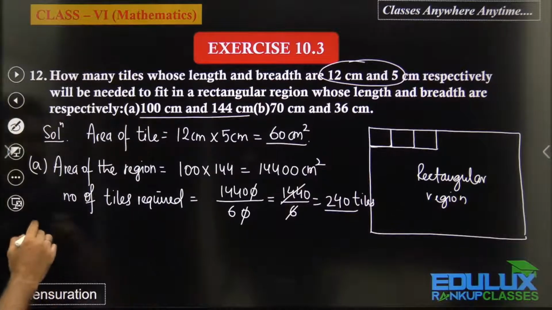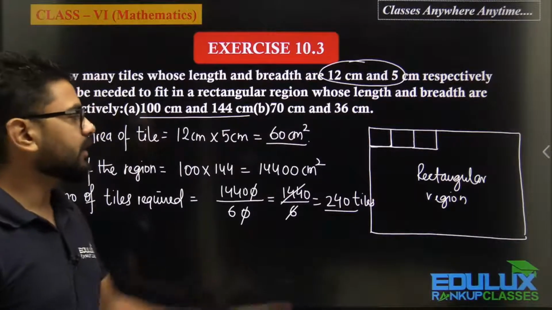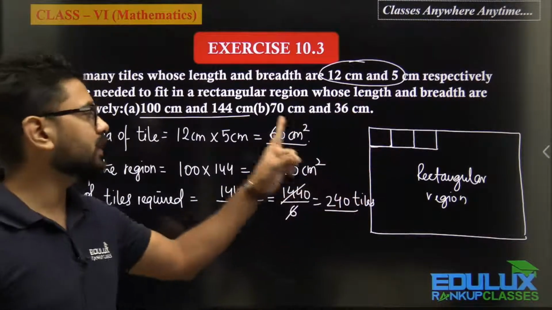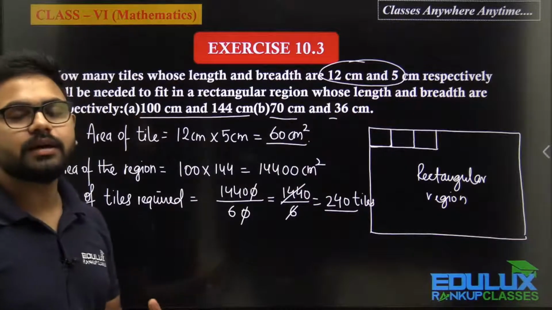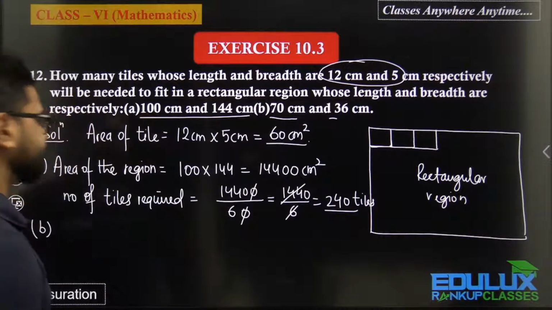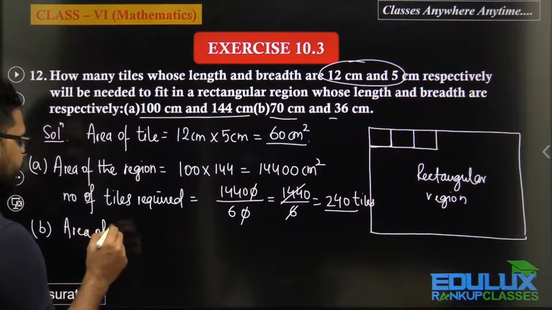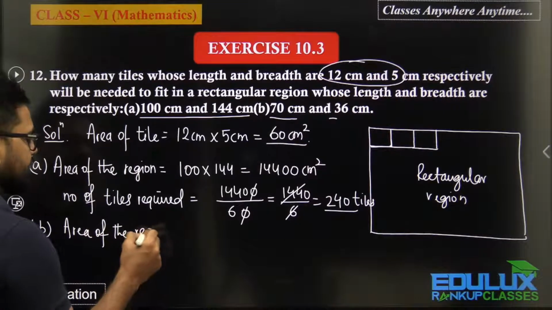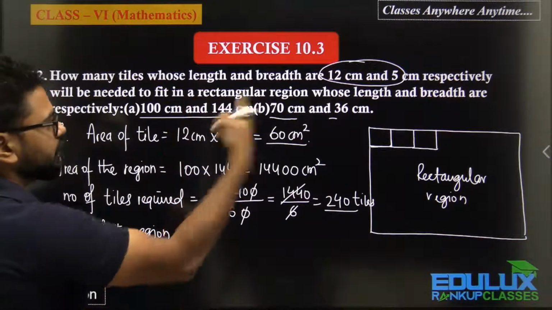Now we are going to solve the second part. Now it says the region is changed. The rectangular region is changed to the dimension 70 centimeter by 36 centimeter. Now what will be the number of tiles? That is what is asked. So we can simply find the area of the region in the second case. As we all know, the area of the tile is the same. We are changing the region now.